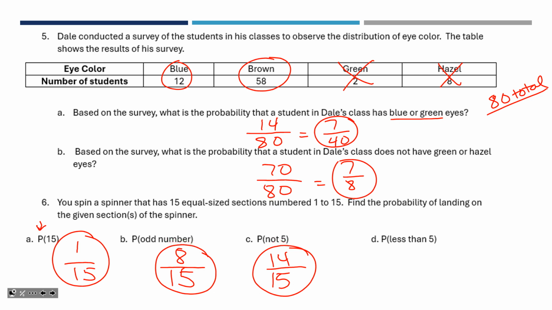And then part D, less than 5. So again, there's 15 total sections. How many of them are less than 5? The sections less than 5 would be numbered 1, 2, 3, and 4. I would not include 5 because it says less than 5. If it was less than or equal to 5, I would include the 5. But in this case, there's 4 sections that are less than 5. 1, 2, 3, and 4. Right?